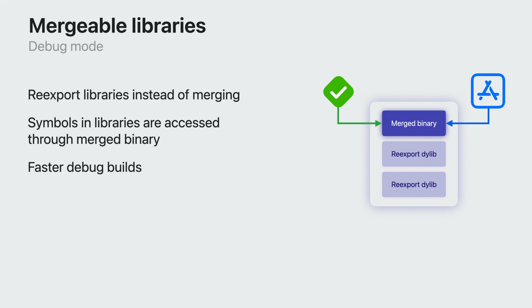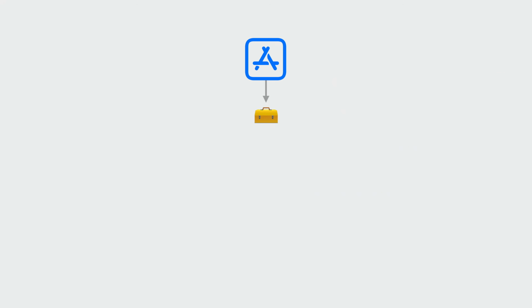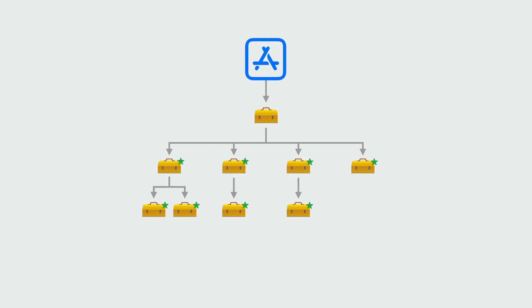This results in a similar build time benefit as with dynamic libraries. At launch, DYLD redirects any references to the re-exported libraries instead of expecting them to come directly from the merged binary. That does mean in the debug case, the mergeable libraries stay on disk.